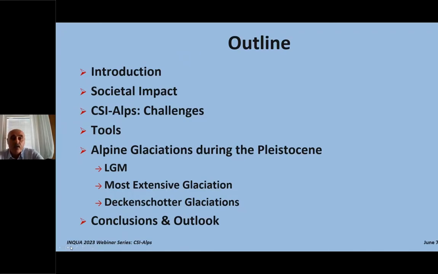First, besides the fundamental science questions, there is a societal impact when you chase the Pleistocene glaciations. Afterwards, I will talk about the challenges that we have to tackle. Then some information about the tools that we used during the last 10 years. Then I will give you a summary of what we have been doing, especially for the most extensive glaciation and Deckenschotter glaciations in the Alps. And I will finish my talk with conclusions and outlook.